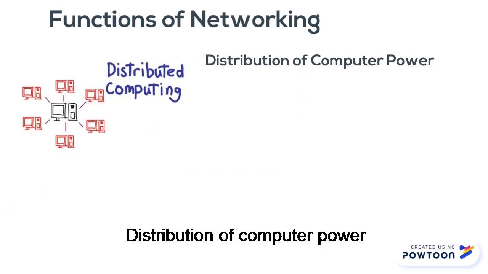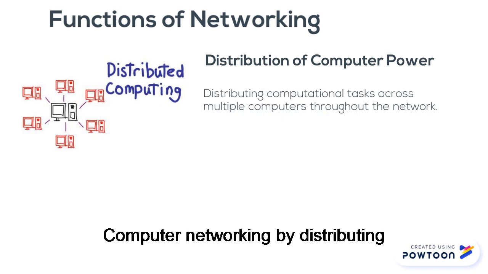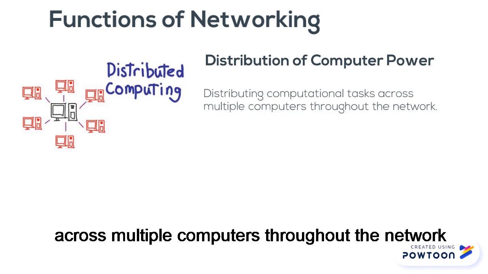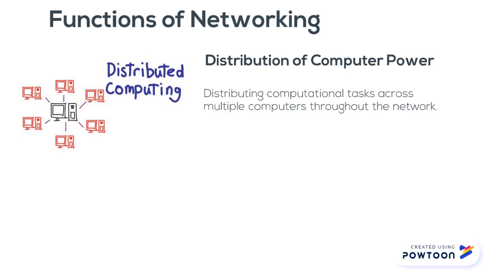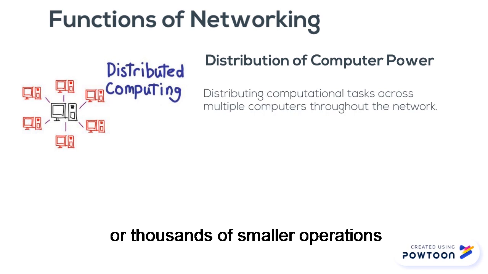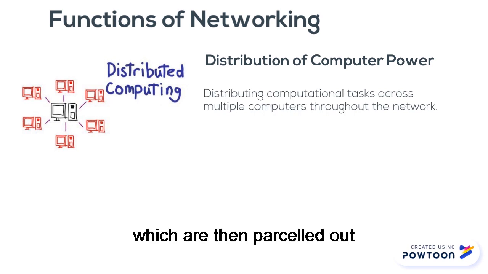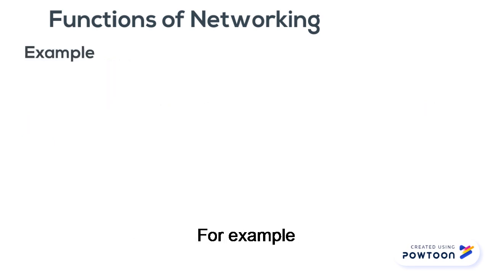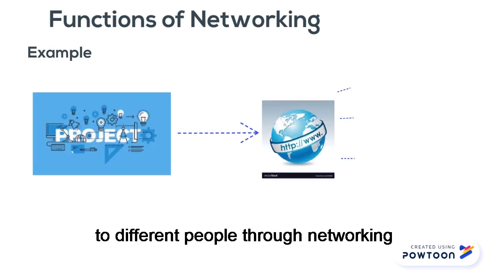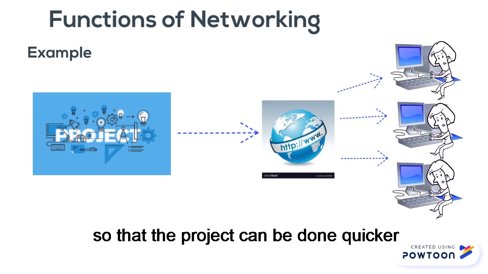Lastly, distributed computer power. Computer networking distributes computational tasks across multiple computers throughout the network, breaking complex problems into hundreds or thousands of smaller operations, which are then passed out to individual computers. For example, a project can be split into tasks for different people through networking so that the project can be done quicker.